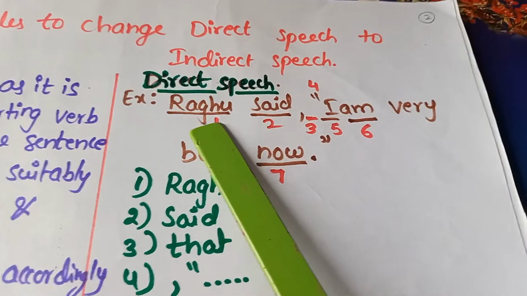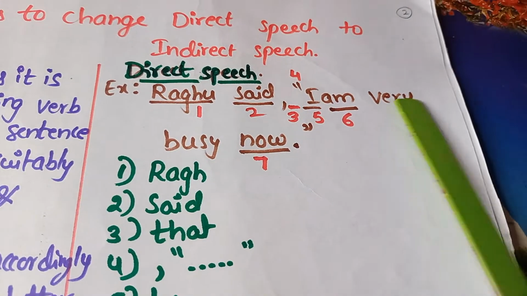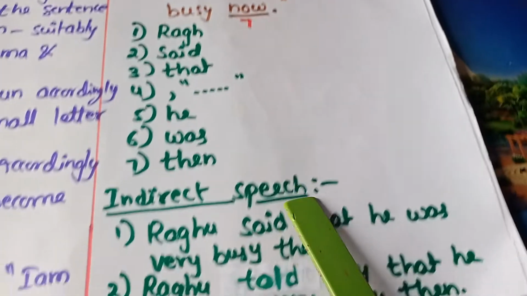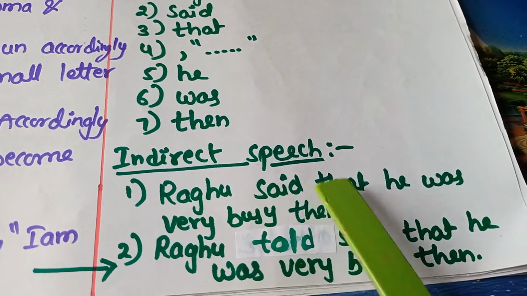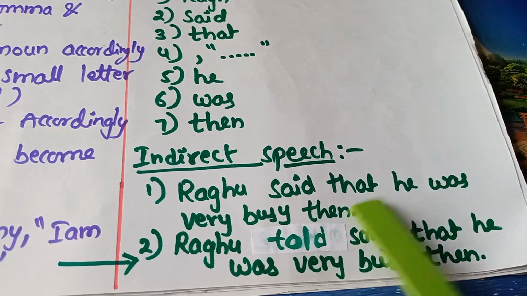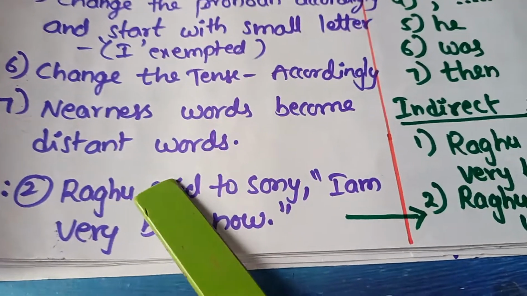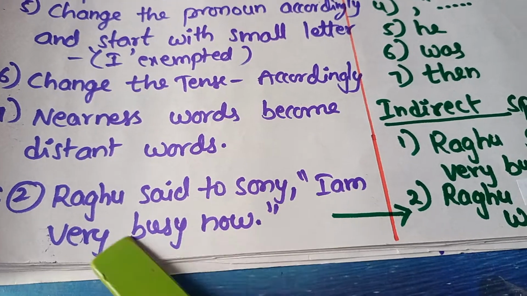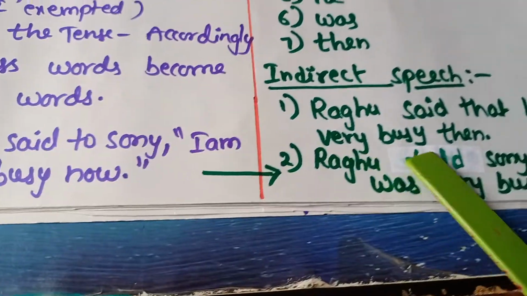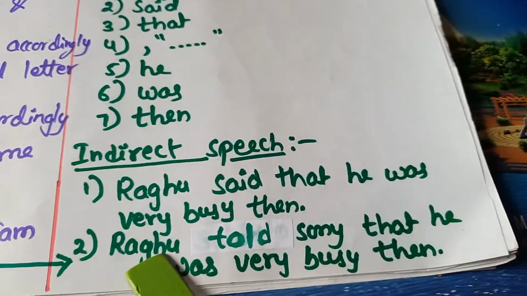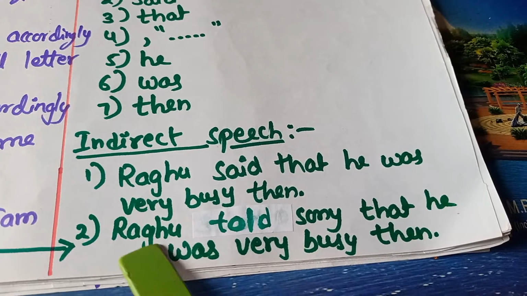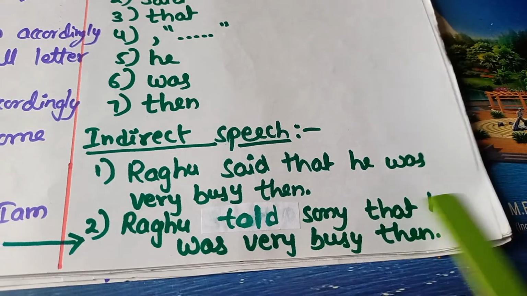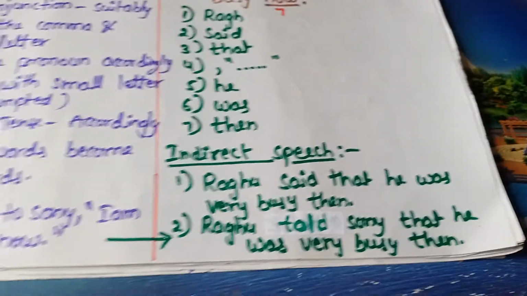Raghu said, "I am very busy now." It becomes in indirect speech: Raghu said that he was very busy then. The second model sentence is also given here: Raghu said to Sony, "I am very busy now." Said to becomes told. So in indirect speech, Raghu told Sony that he was very busy then.